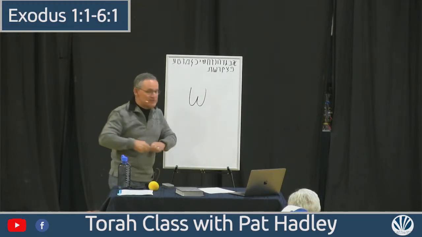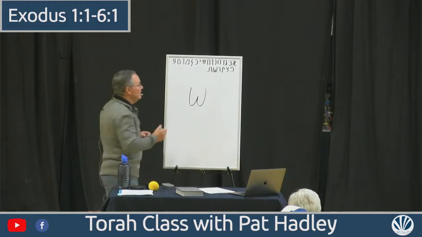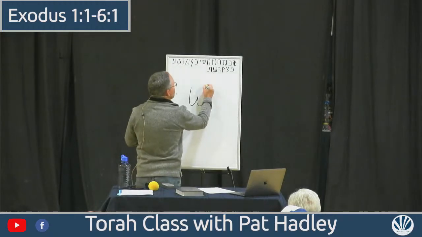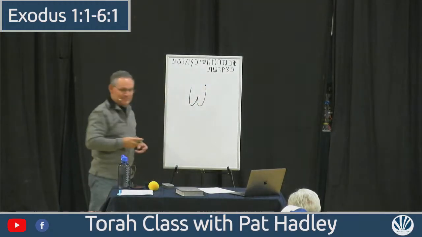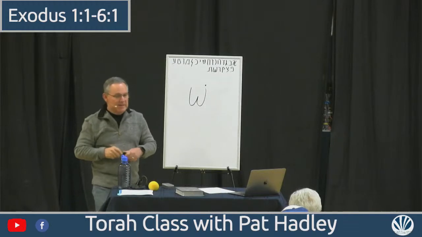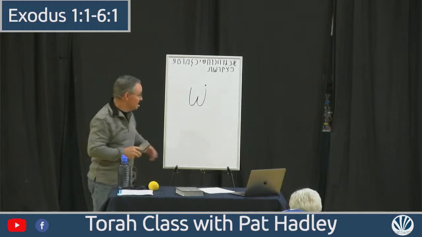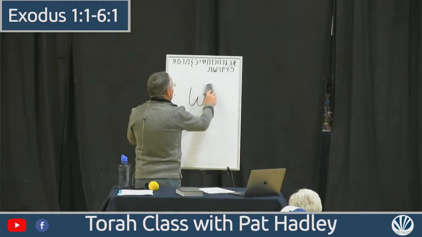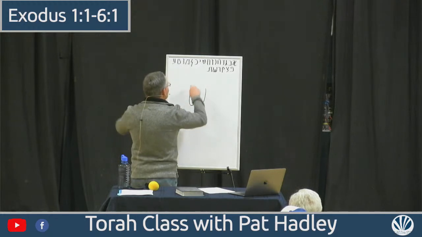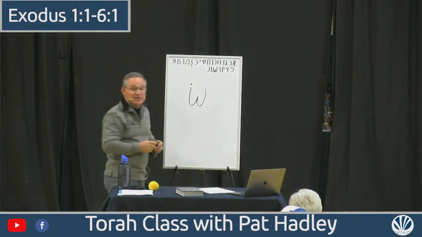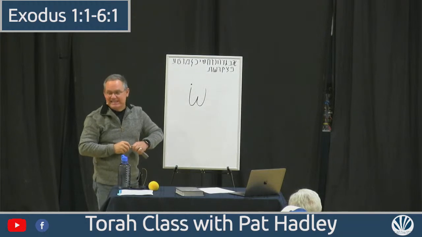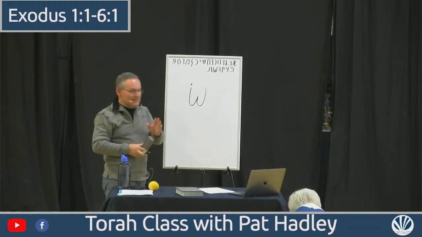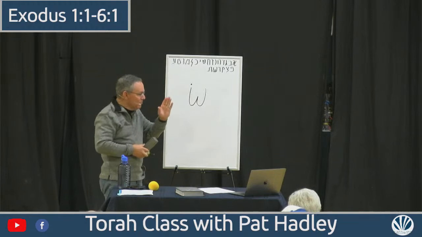However, you're going to notice as you read that there's going to be a dot either on the right or the left. Okay? If the dot is on the right, like this, it's Shin. If the dot is on the left, it's Sin.